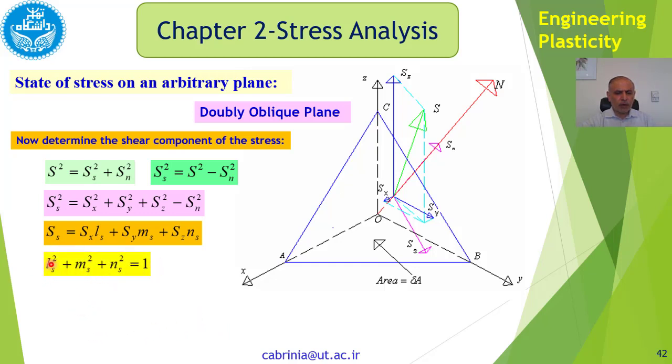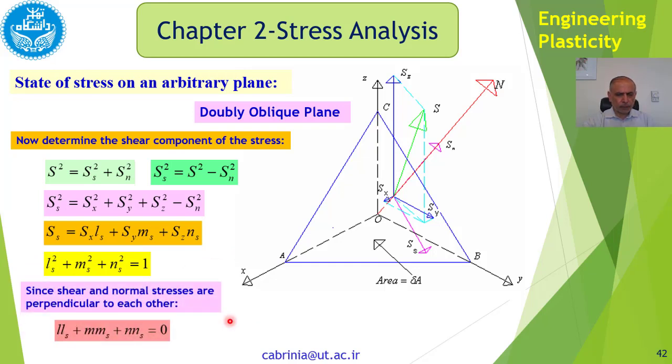On the other hand, we have this relationship between direction cosines. Why do we have this relationship? Because the xyz axes are perpendicular to each other, and we can get this from the geometry. And also, the normal vector and the shear vector are perpendicular to each other, because n is perpendicular to this plane and Ss is on the plane. Therefore Ss is perpendicular to n, and we have this relationship between these two vectors: L Ls plus M Ms plus N Ns is equal to 0. The sum of the products of the direction cosines becomes 0.